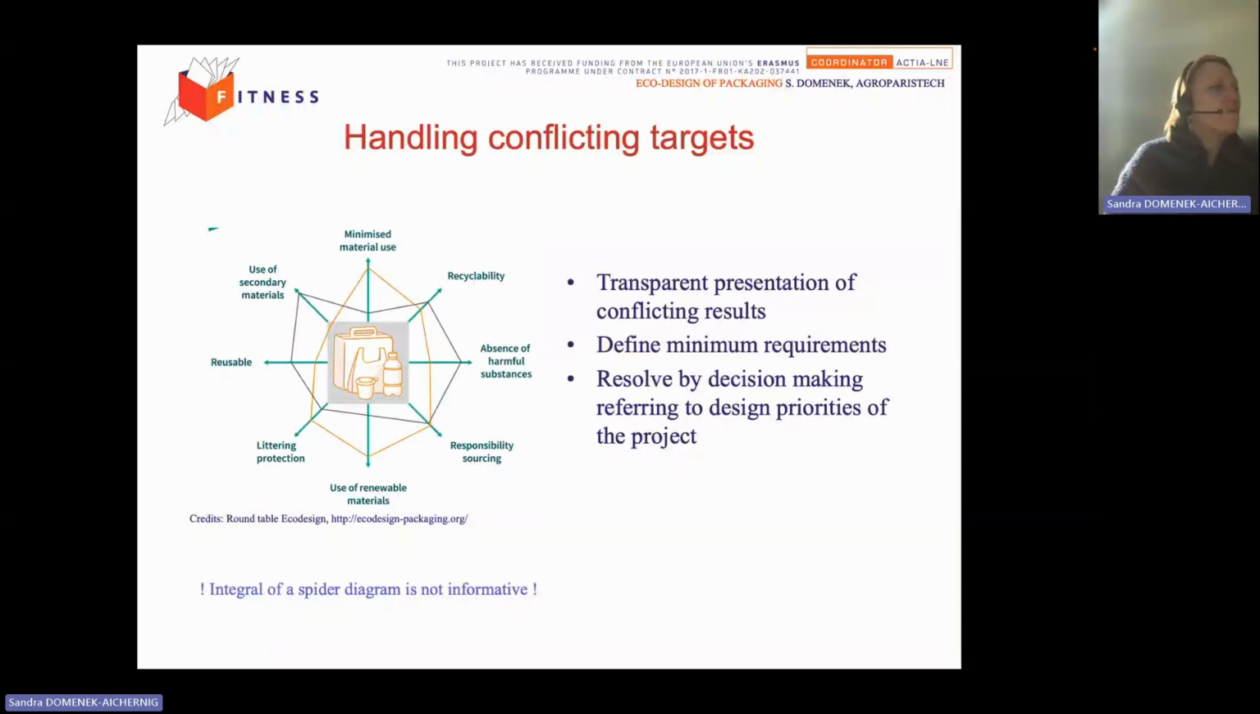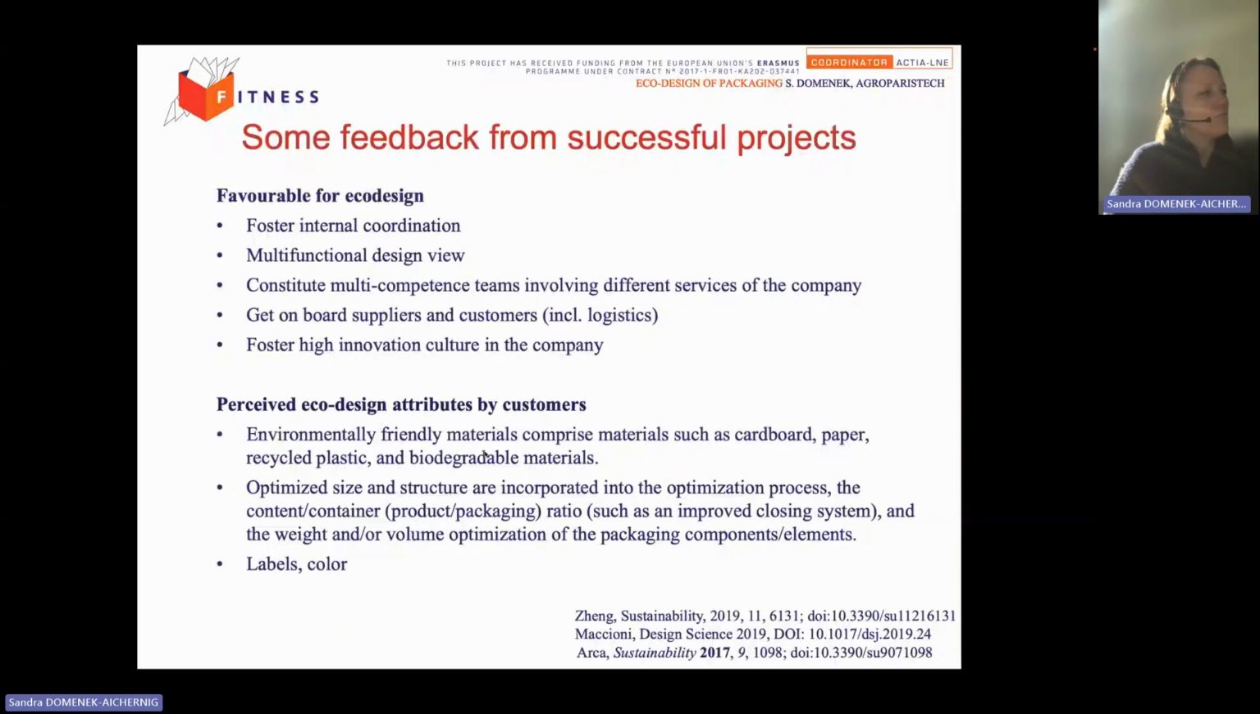Some feedback coming from successful projects, sorry, I'm over time. What is interesting in order to have impact is that you need to foster internal coordination. So the more cross-functional the teams you're working with are, the more you have a chance to come up with new and very efficient proposals. You should also try to get on board your suppliers and customers, including the logistics, in order to avoid shifting burdens. And a high innovation culture in a company is in favor of eco-design.